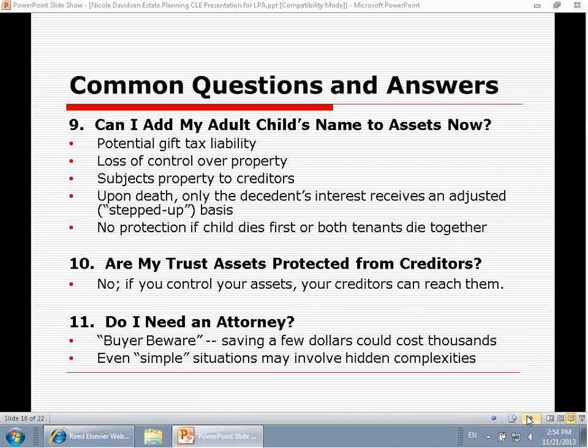Another question that is commonly asked: are trust assets protected from creditors? And sorry, but the answer to that is no. If you control your assets, if you're the trustee of the trust, if you made the trust, your creditors can get them too. If you create a trust for someone else, an irrevocable trust, or if the trust becomes irrevocable because the grantor or settlor of the trust has died, then yes, there can be some creditor protection for other beneficiaries. So that can be another advantage of setting up a trust, but it won't protect the settlor of the trust.